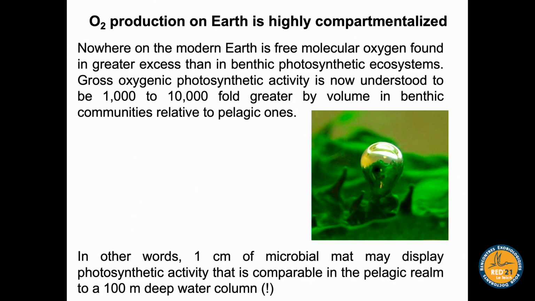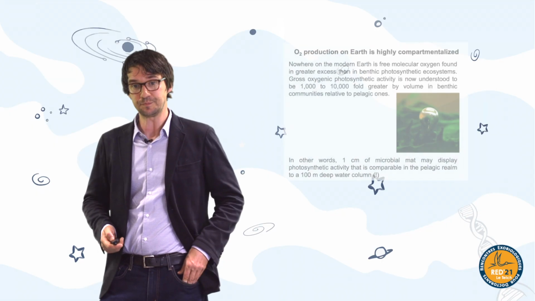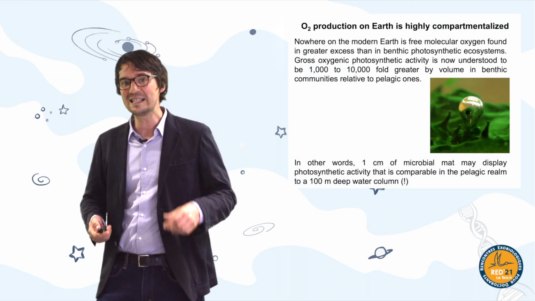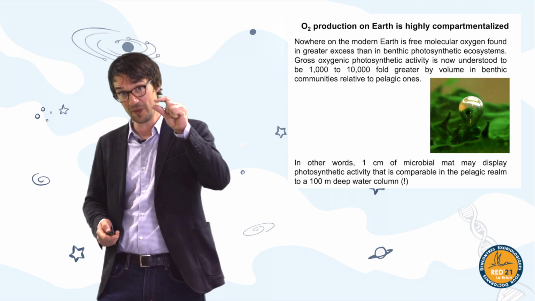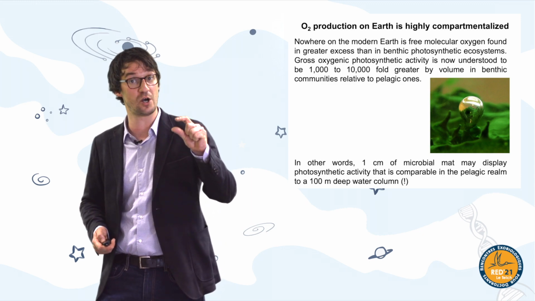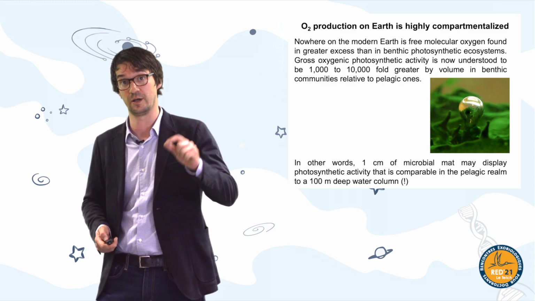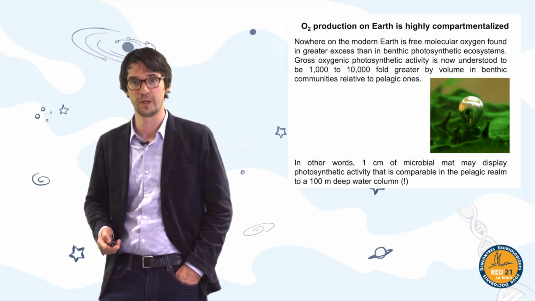ecosystems. And in fact, oxygenic photosynthetic rates in microbial mats can be 1,000 to 10,000 fold greater by volume than communities living in a water column in the ocean. So in other words, a one centimeter thick microbial mat can produce as much oxygen as a 100-meter thick photic zone of an ocean water column.